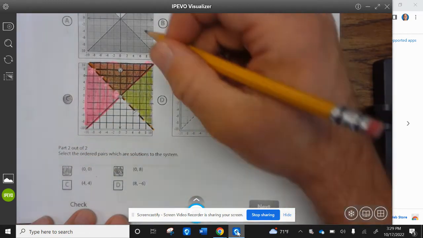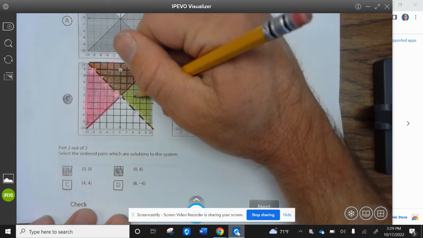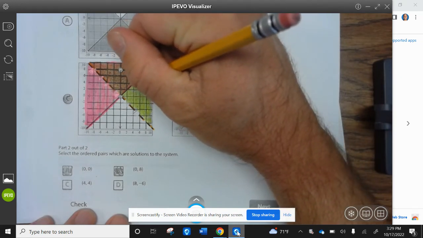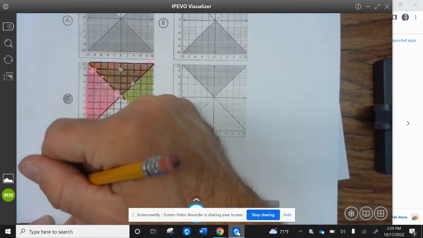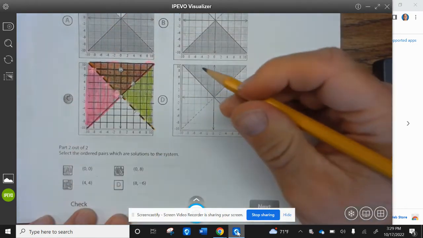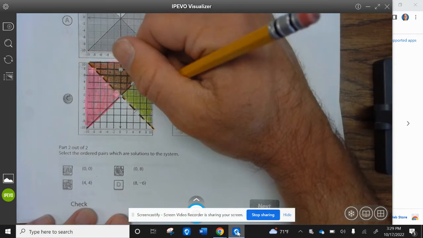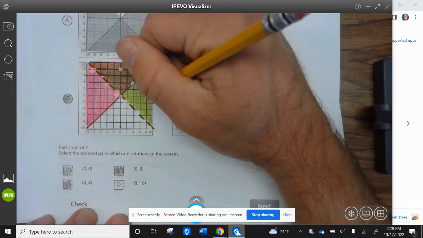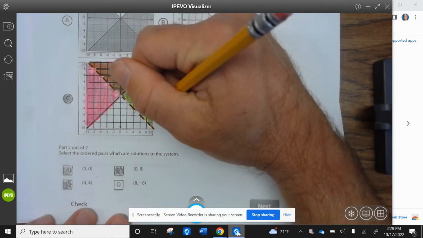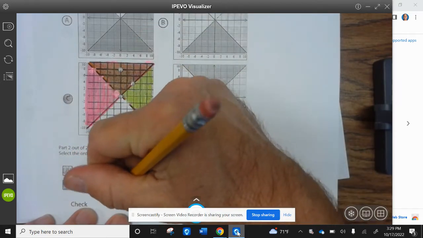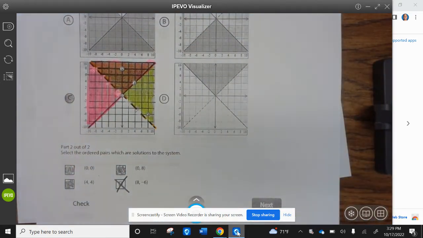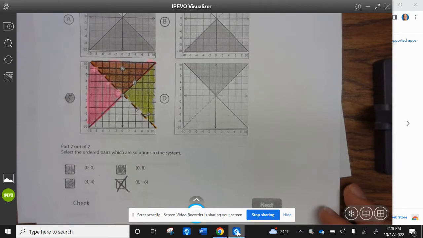And then (4, 4). (4, 4) is on the solid line, so that's a solution. And then (8, -6) is not a solution. Okay? All right, let's take a look at the next example.